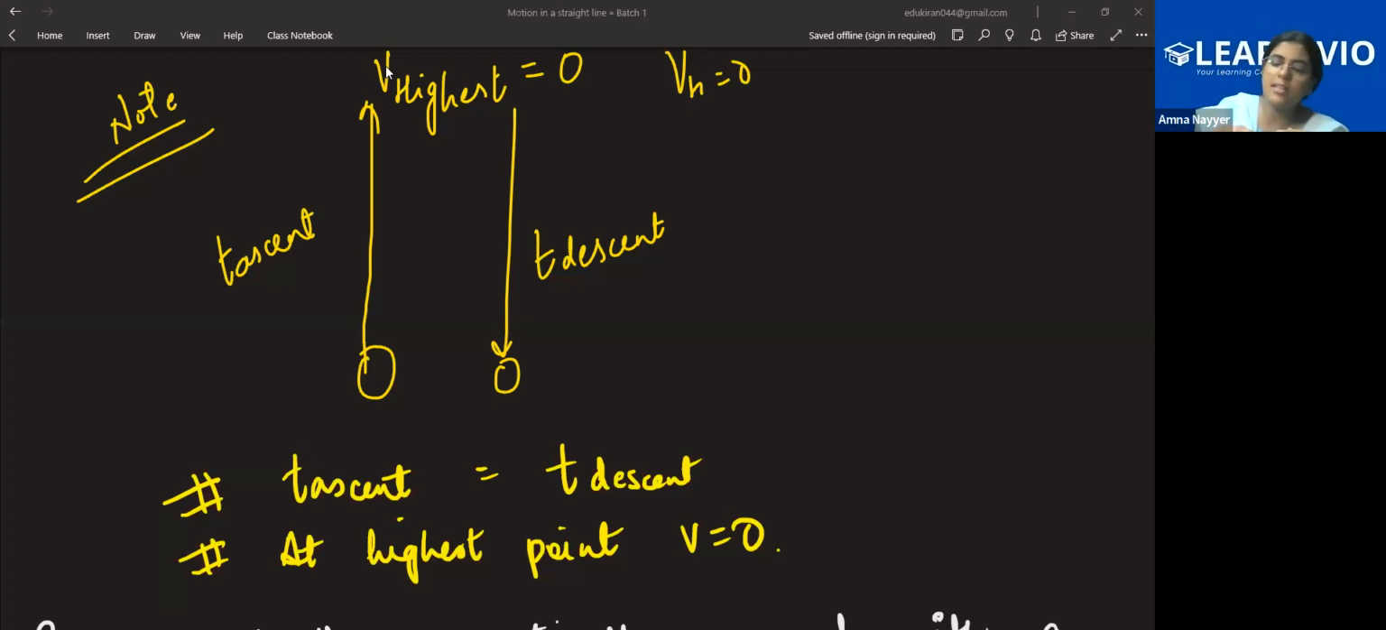Secondly, whatever time is taken by the body to move up will be the same time taken by the body to move down. They can be different when there is frictional force or viscous force, any dissipating force present. So make this note point, write down this, and then write down the question.